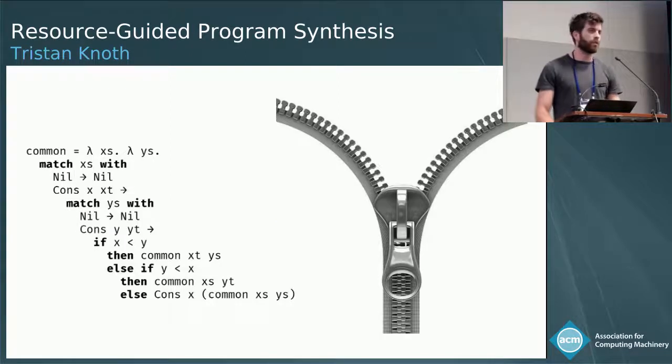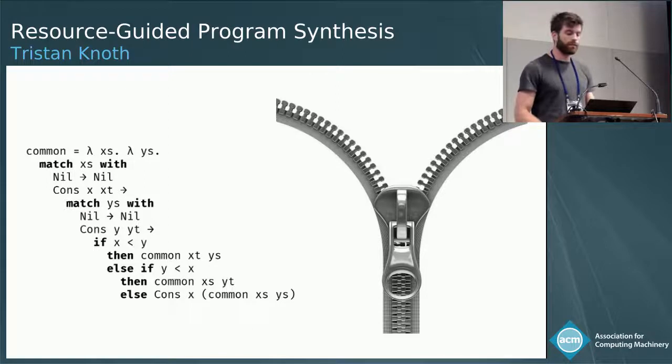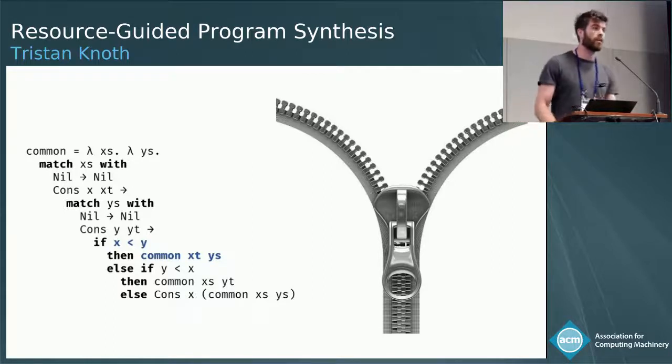But the thing is, a clever programmer might notice that there actually is a linear time implementation. This version here runs in linear time by traversing both lists simultaneously, inferring whether or not a given element might be in the intersection from the sortedness of the inputs. If the head of one list is smaller than the head of the other, we know that we can safely drop it from the intersection and continue.